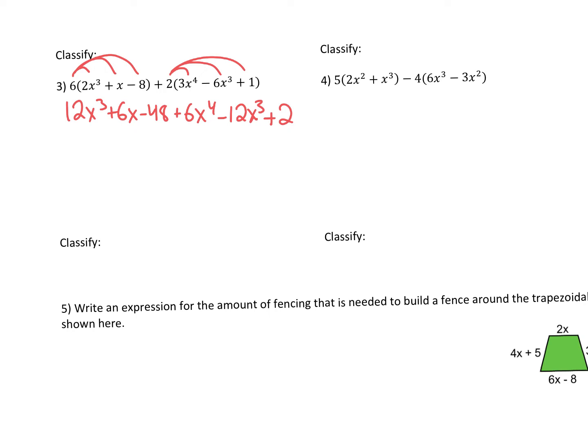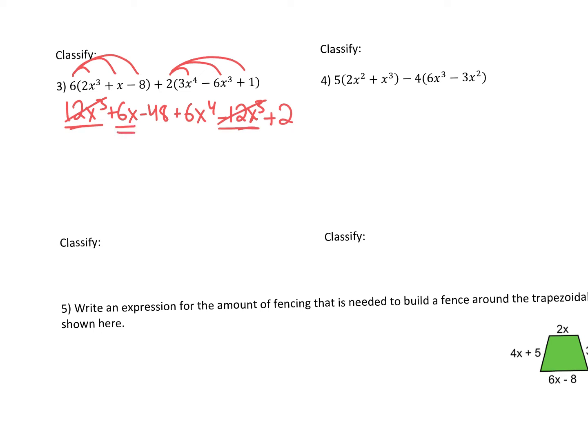Now I'll look for my like terms, again using any strategy to mark them. So I'm going to go from left to right, making sure I don't forget any terms. First, I have 12x to the third, which I see combines with the other x to the third, negative 12x to the third. These actually cancel because 12 and negative 12 are opposites of each other, and they're additive inverses.